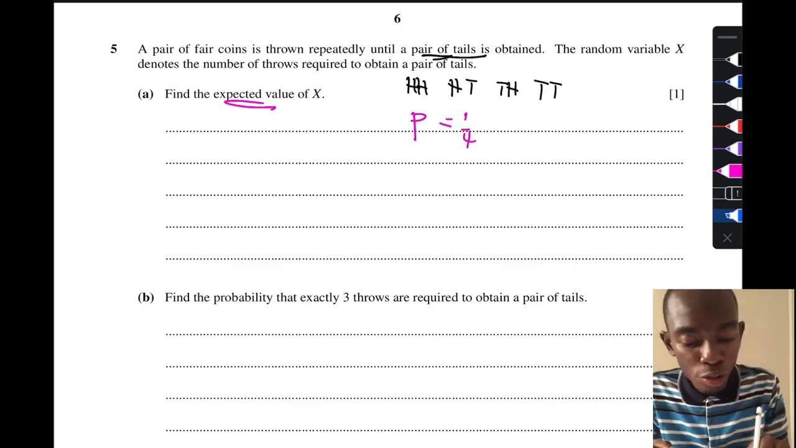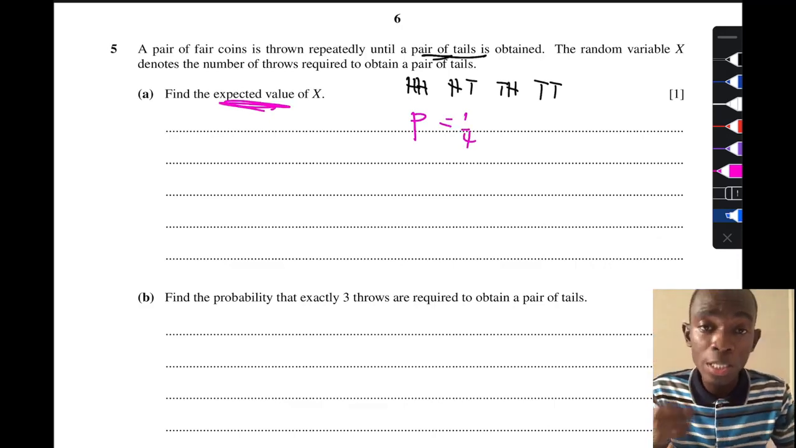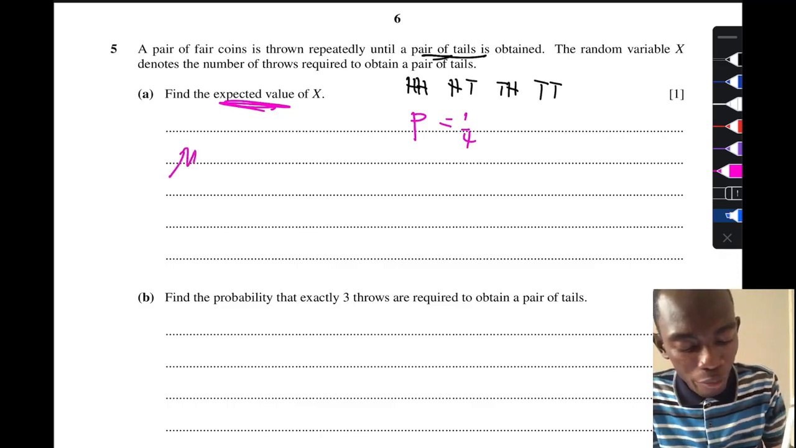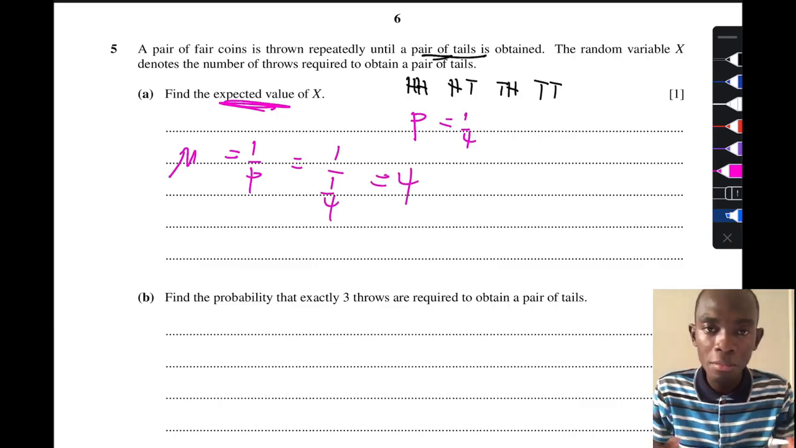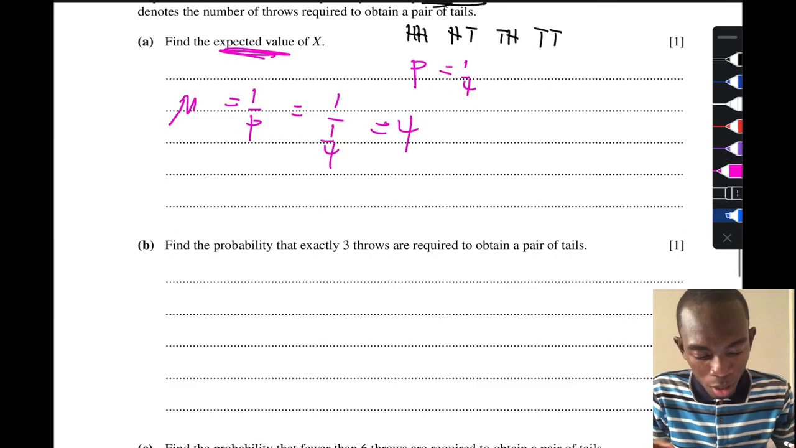The question is actually looking for the expectation, the expected value, which is the same as the mean. We know the mean is given as 1 over p. Therefore, you have 1 over 1/4, giving you 4.